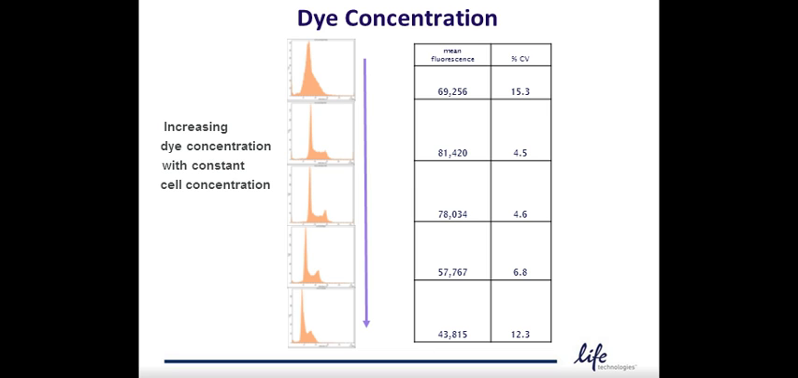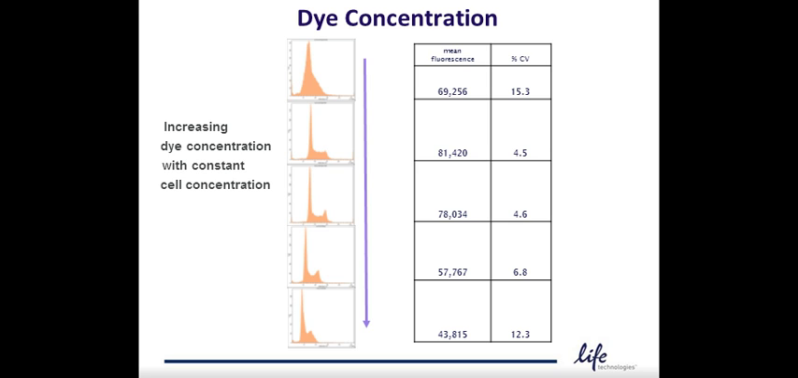It's also sensitive to dye concentration. So here we see an example of increasing dye concentration with constant cell concentration. In this example, the instrument settings were kept constant for all of the samples. And you can see the quality of the histogram depends on the dye concentration.